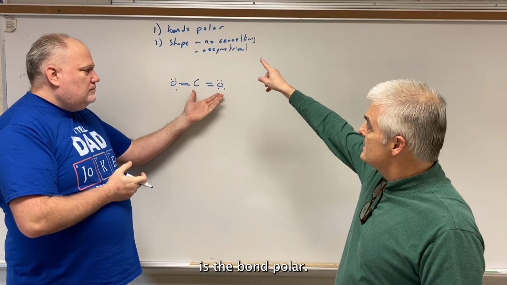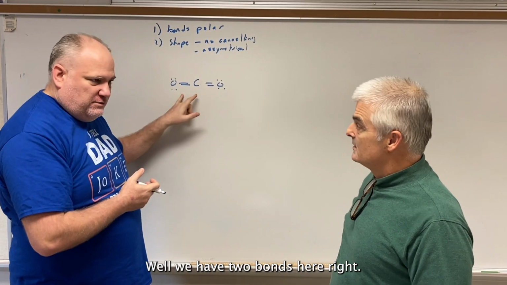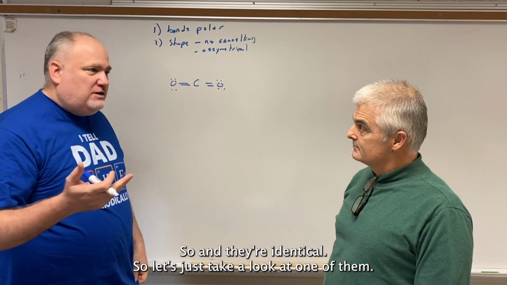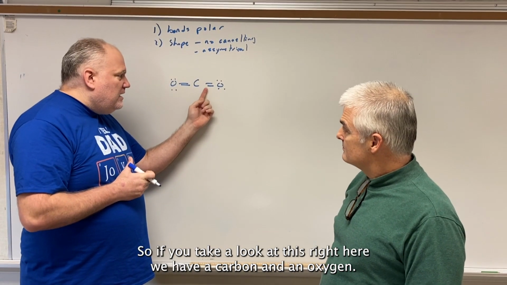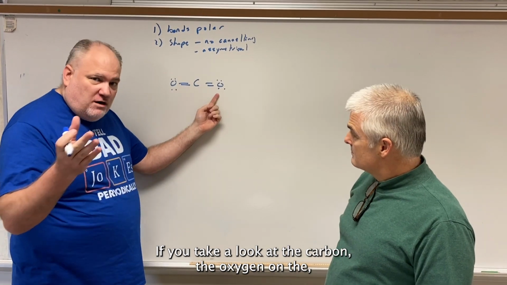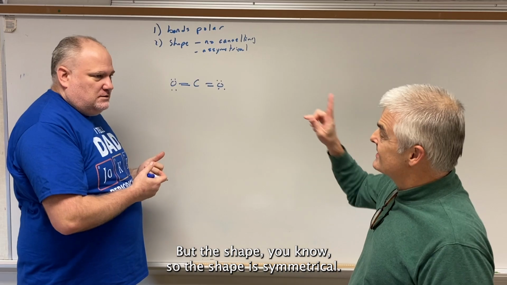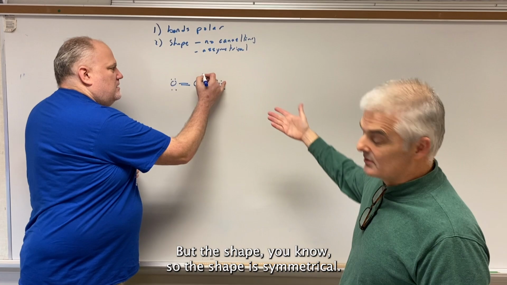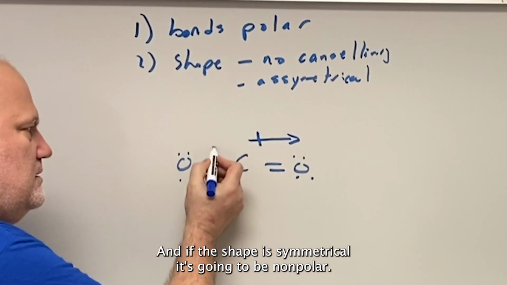And is the bond polar? So let's just do our checkoff. We have two bonds here, and they're identical, so let's just take a look at one of them. We have a carbon and an oxygen. If you take a look at the carbon and the oxygen on the table here, the electronegativity difference is greater than 0.4. So that's a polar bond. But the shape. Do you notice how the shape is symmetrical? And if the shape is symmetrical, it's going to be nonpolar.